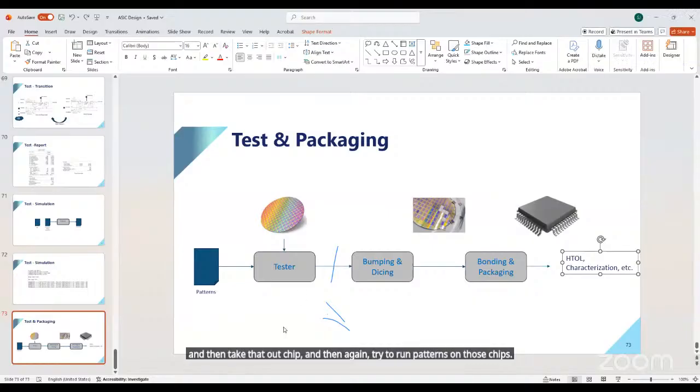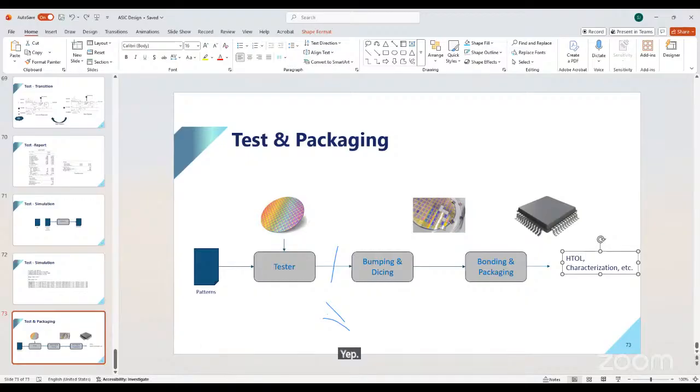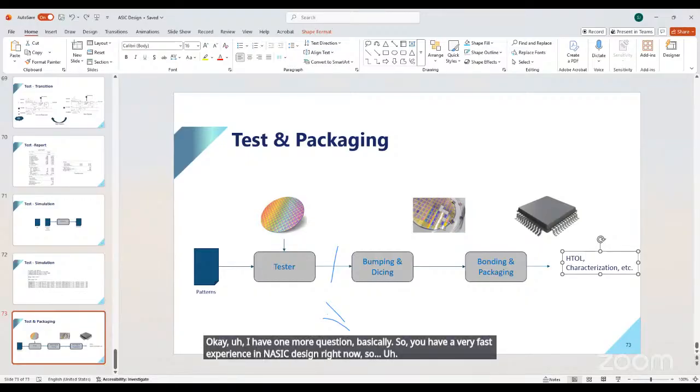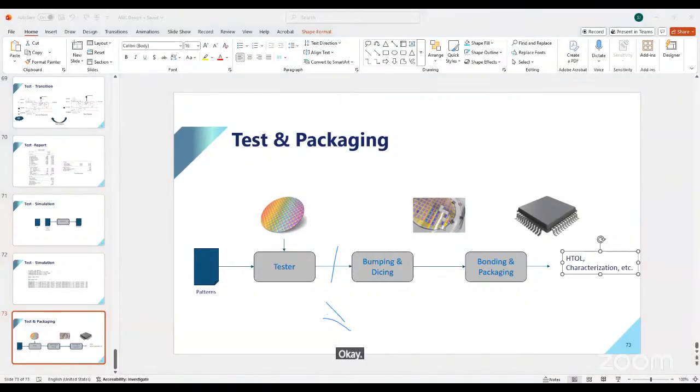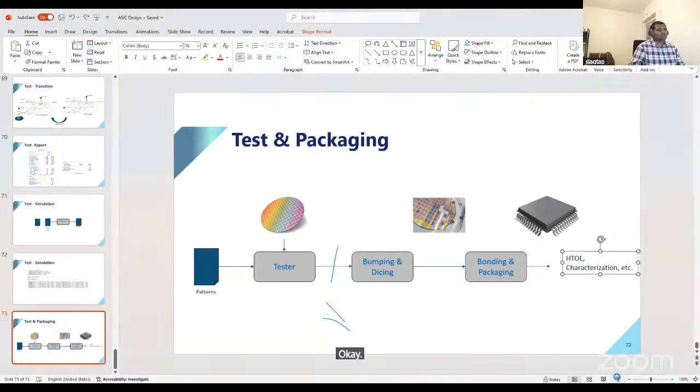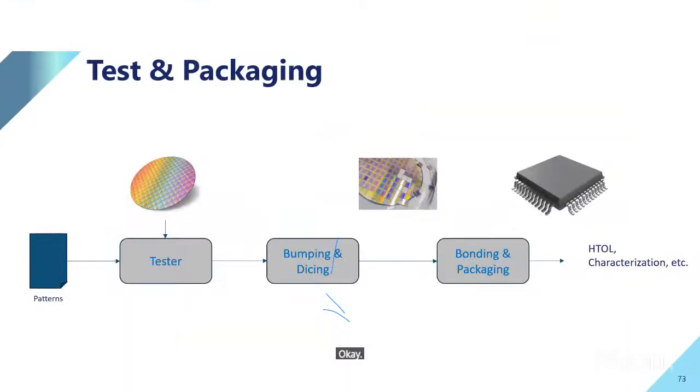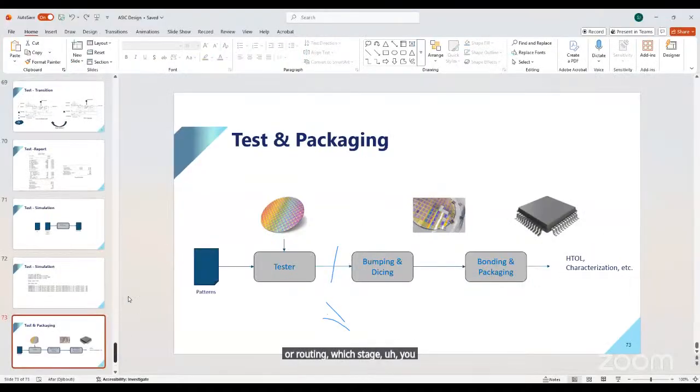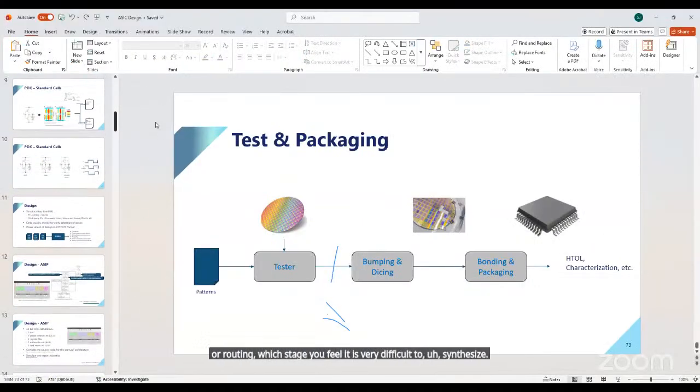Okay, I have one more question basically. You have very vast experience in ASIC design right now. So from your point of view, while designing your ASIC implementation, which stage of your ASIC design do you feel is most critical? Something like synthesis or placement or routing. Which stage do you feel is very difficult?